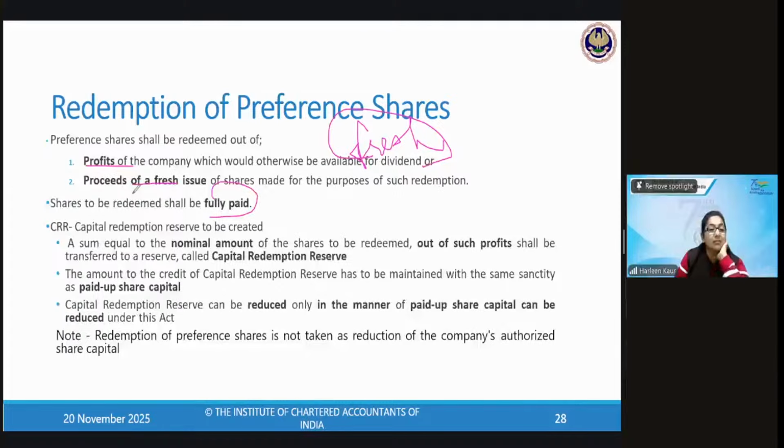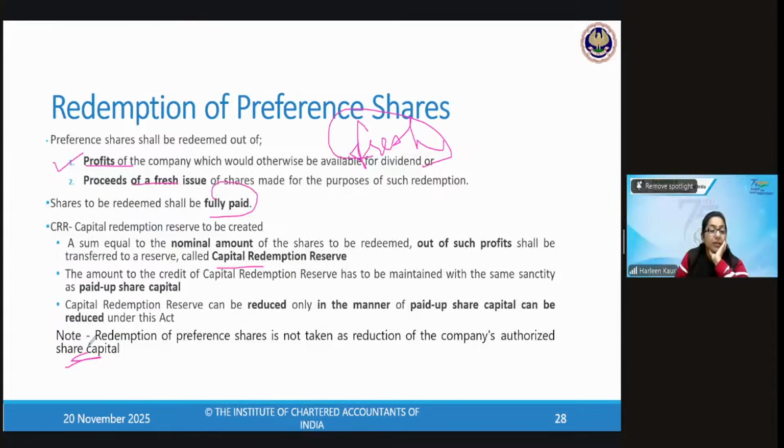And what is CRR? How much money will go into CRR? Only if it is redeemed out of profits, the nominal value of the shares to be redeemed shall be transferred to a reserve known as capital redemption reserve. It shall be maintained accordingly with the paid up share capital and can be reduced like any other paid up share capital. But redemption of preference shares is not reduction of company's authorized share capital. Remember this line.